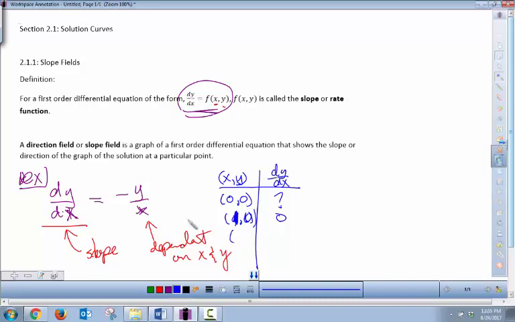Now let's make y non-zero, and let's look at the point 1, 1. What's this going to be? -1. So if my point was sitting on 1, 1, then the slope of my curve should be -1. Now, how would we picture that? We would picture that by looking at the point 1, 1, and then drawing a slope of -1 at that point.